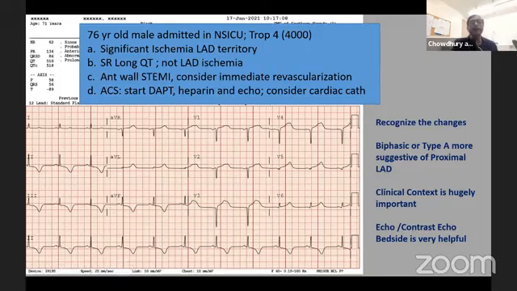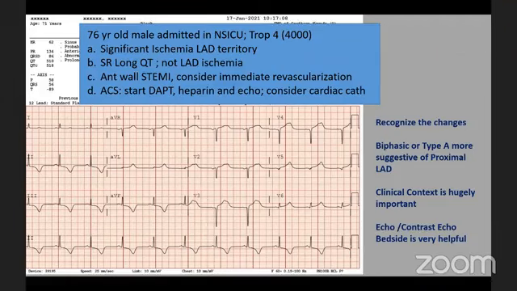Not LAD ischemia. Anterior wall STEMI should make you think about revascularization. Number 4, ACS, start DAP, heparin, get echo. And number E, I'm not a cardiologist, go to hell. Any suggestion?